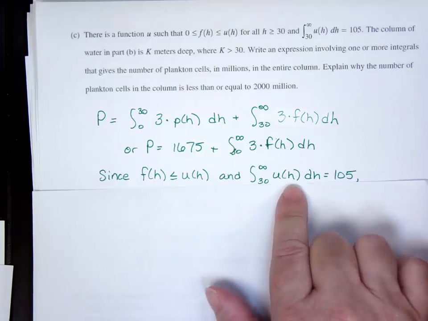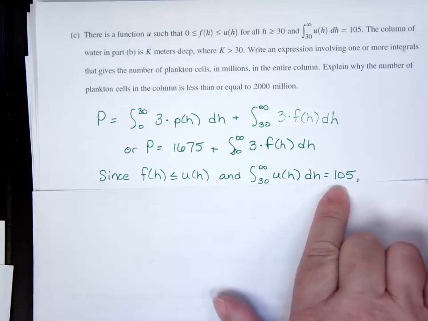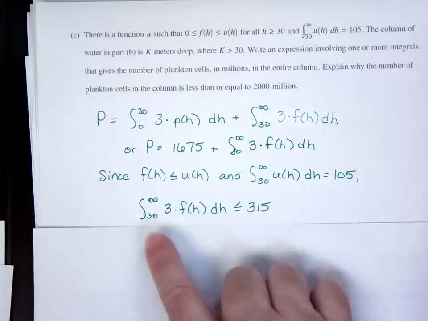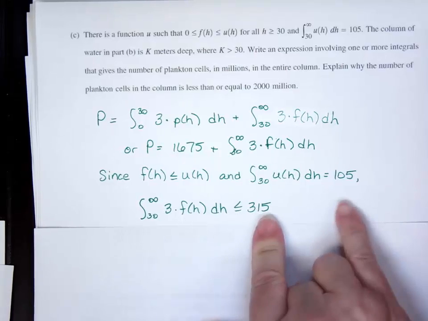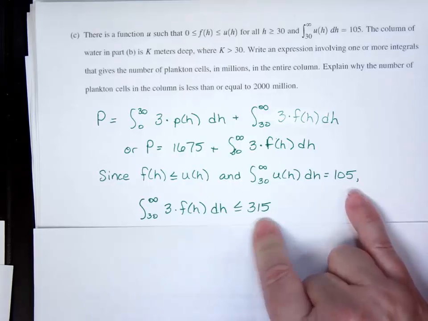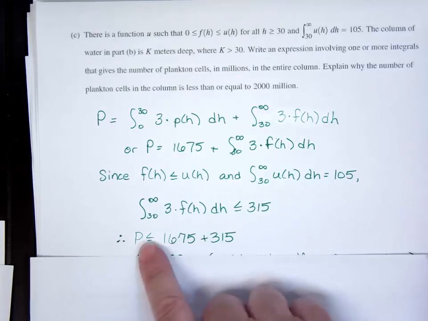And the area under u from 30 to infinity is 105. We want to know what the area of 3 times f of h is. It has to be less than or equal to 315, which is 3 times 105. So we substitute this value into the second equation.